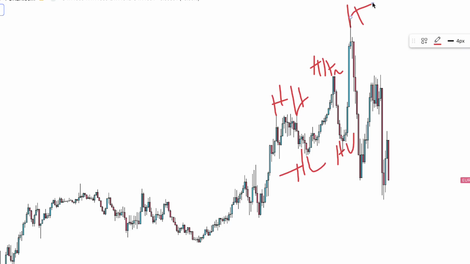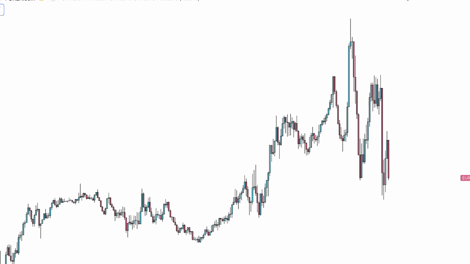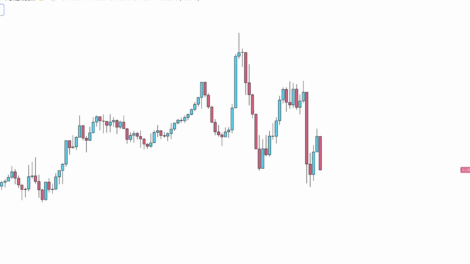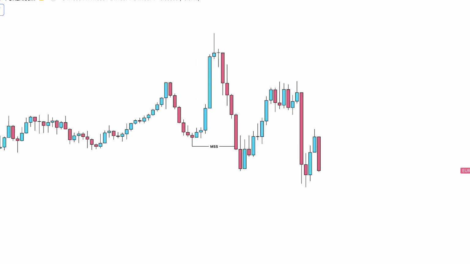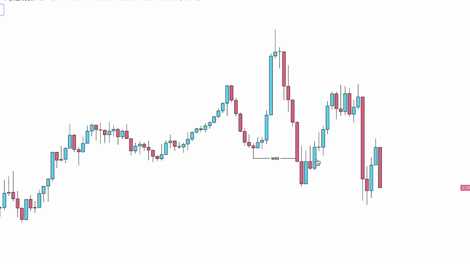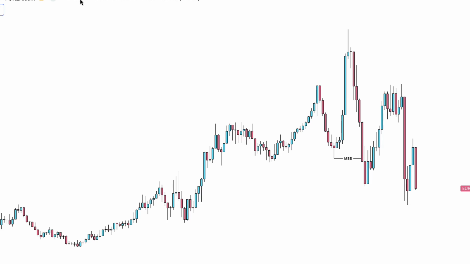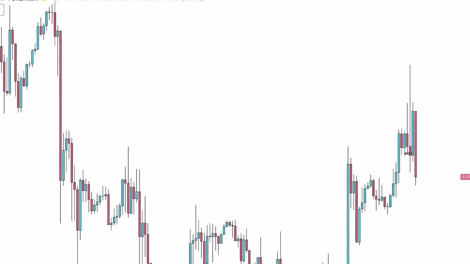Another higher high. But here comes the miracle right here. Here comes a shift in market structure. A shift in market structure, of course, market structure shift, guys. You now see what I'm saying. So when I saw that market structure shift, I knew that this point of interest was going to be the place for price. All right.